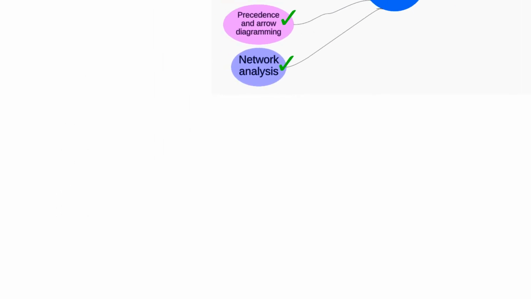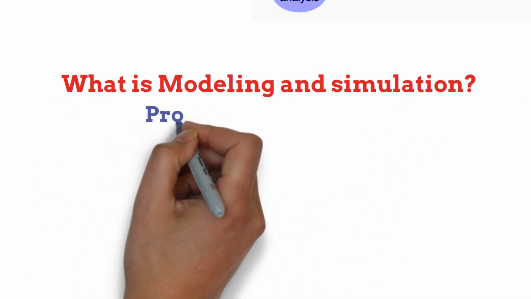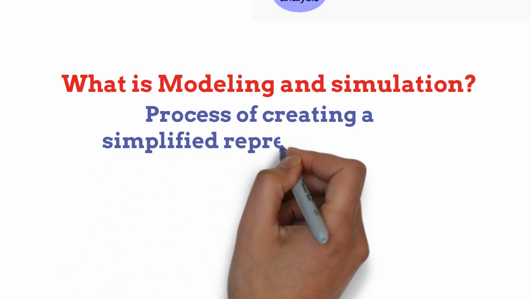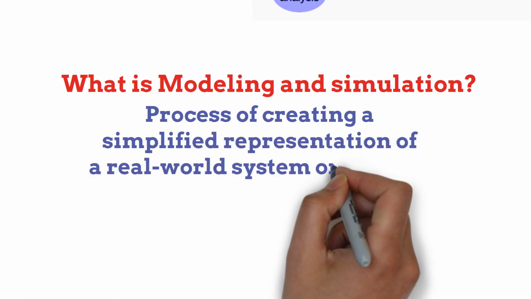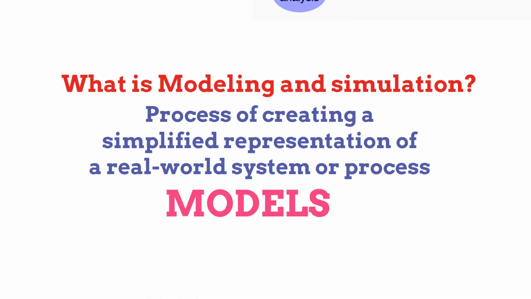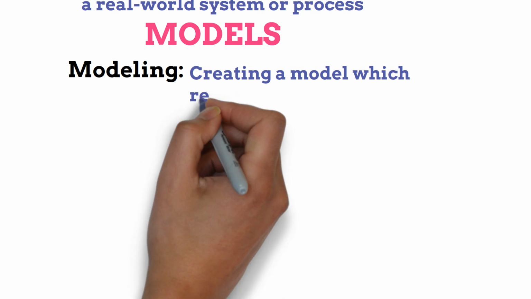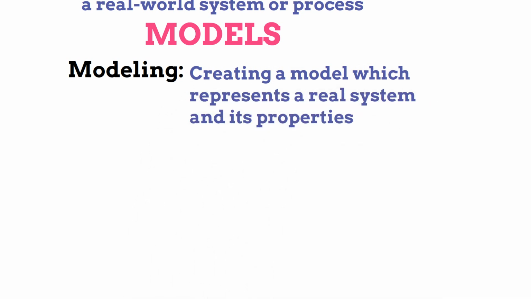First, let us understand what is modeling and simulation. Modeling is the process of creating a simplified representation of a real-world system or process. These representations are called models. This model imitates a real system. In simple words, modeling is creating a model which represents a real system and its properties.